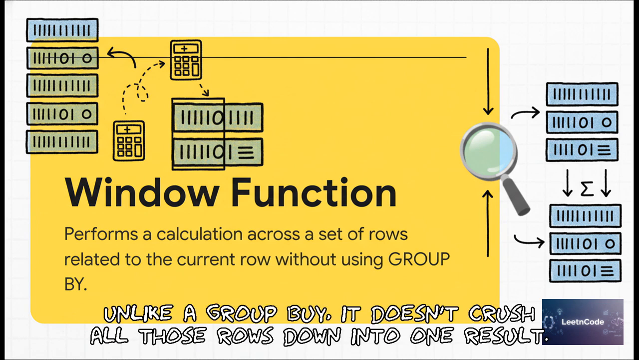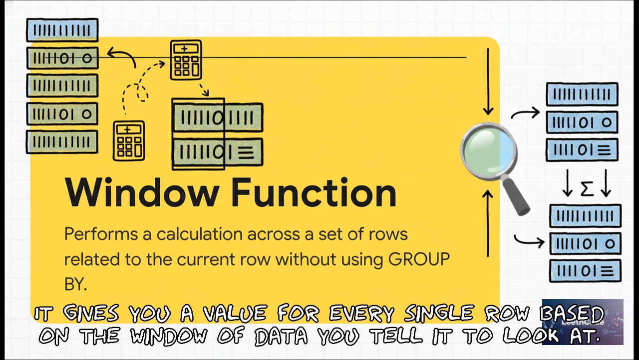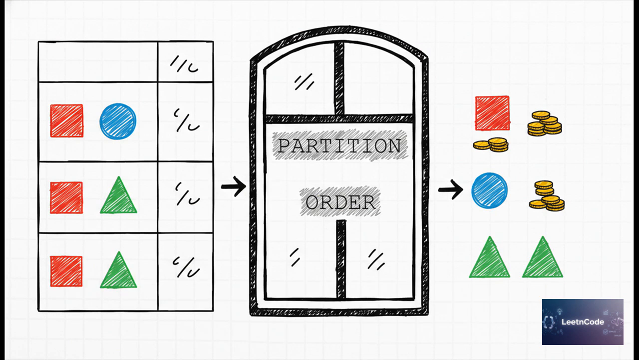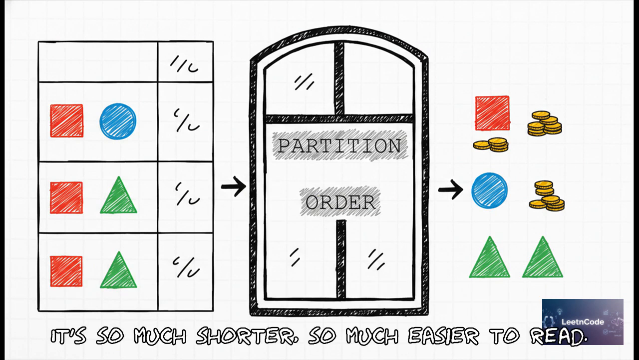Unlike a group by, it doesn't crush all those rows down into one result. Nope. It gives you a value for every single row based on the window of data you tell it to look at. It's like having this little sliding calculator that can peek at the rows above it. And just look at the query. It's so much shorter, so much easier to read.